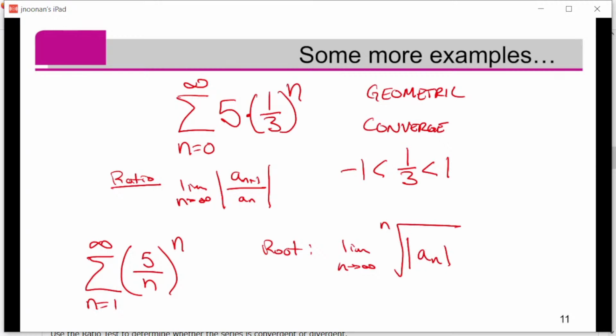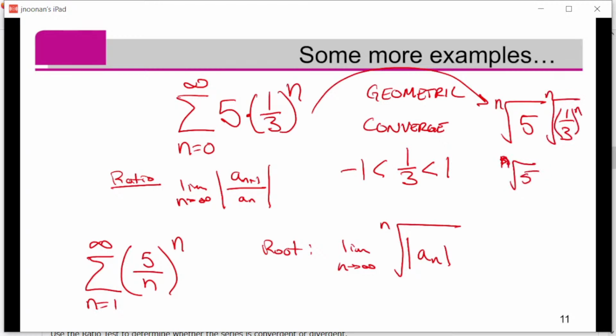Now think about this for a minute. Why this would work is if you go back to your geometric series, do the nth root of this. Now, nth root of 5, let's ignore that for a minute. That's a number. But 1/3 to the nth power, you do the nth root of an nth power. So here, I'll do this over here. The nth root of 5 times the nth root of 1/3 to the n, and that's going to equal the nth root of 5, times 1/3.